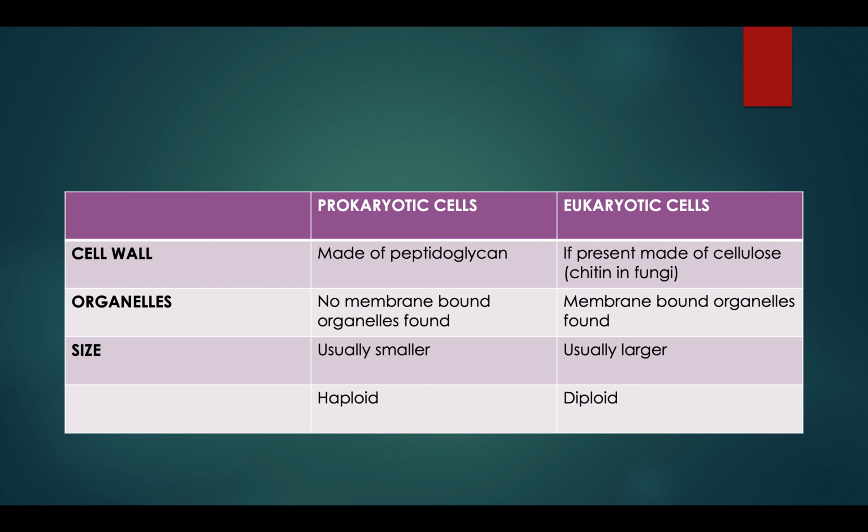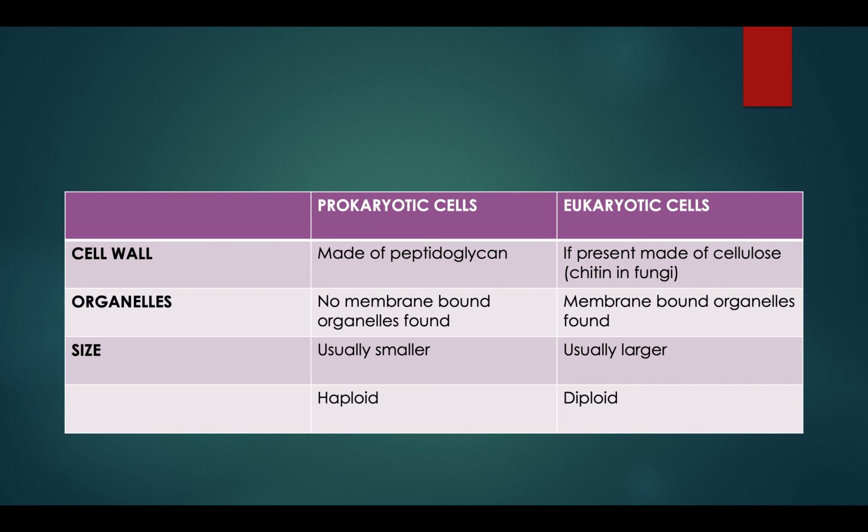Then one of the major differences is the cell wall. The prokaryotic cell wall is made up of peptidoglycan. It's a complex polysaccharide with protein components in it. That is not present in the eukaryotic cells. And if it is present, it's not present in most of them; the cells in our body don't have a cell wall. The animal cells don't have a cell wall.